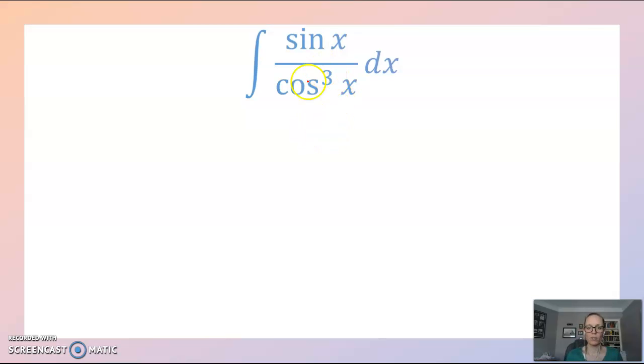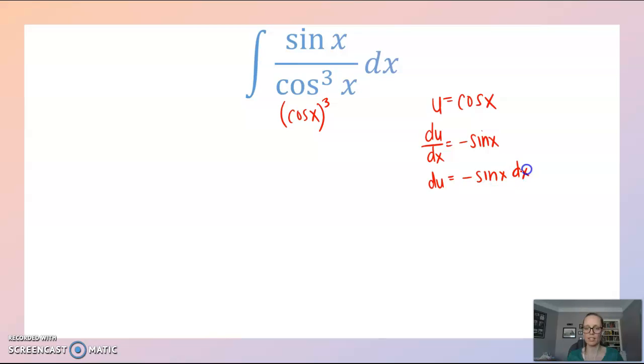One last example here, again, we're looking at a trig function. So this one, looking for that inside function, we should be able to recognize that when we have an exponent here, this means that we have cosine of x to the third. So my inside function is that cosine of x. And so when I derive u, I get negative sine of x. And when I move the dx to the other side, I get du equals negative sine of x dx.